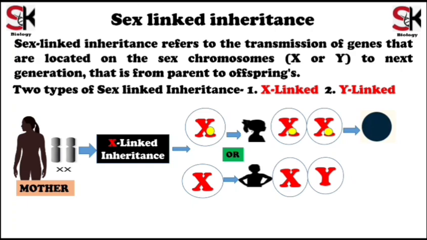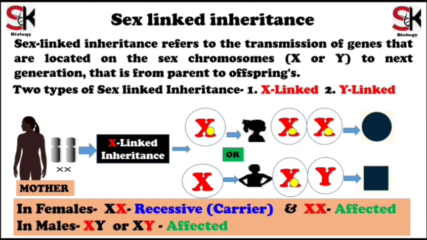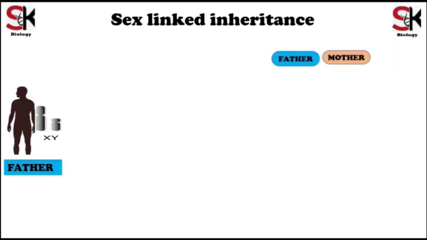When mother passes X chromosome to son, if X passed is healthy, son will be healthy. But if X is defective, son will show diseased trait, as he is having only single copy of X chromosome. In case of male, male carries single copy of X and Y chromosome. So he can have both types of sex-linked inheritance, X-linked as well as Y-linked.